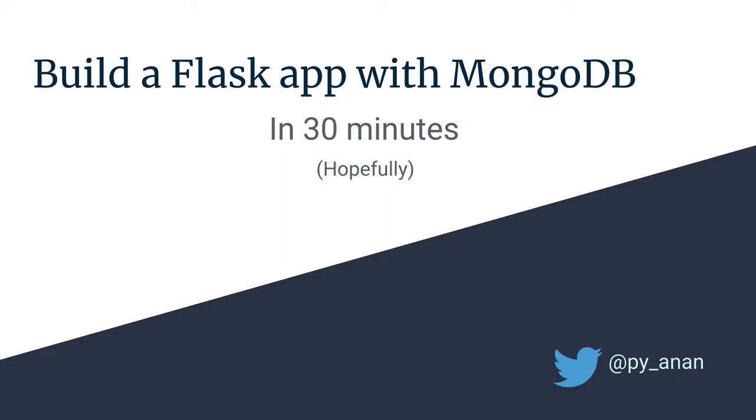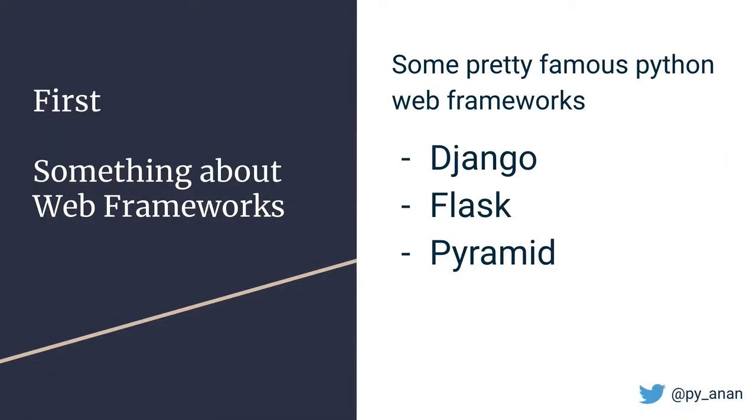So let's begin. Let's talk a little bit about web frameworks. There are some pretty famous web frameworks that you all know about. You have heard about Django, Flask, or Pyramid. Django is a fully featured high-level framework for building web apps. It focuses on automating as much as possible. And a lot of large-scale sites run on it, and you might not believe it, but Instagram is one of them.